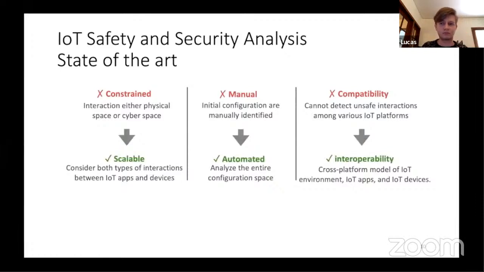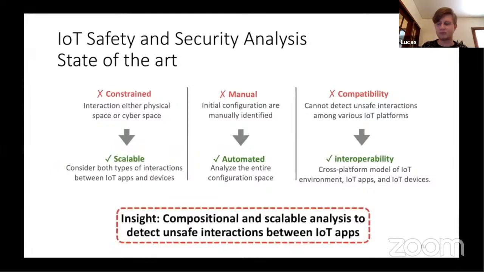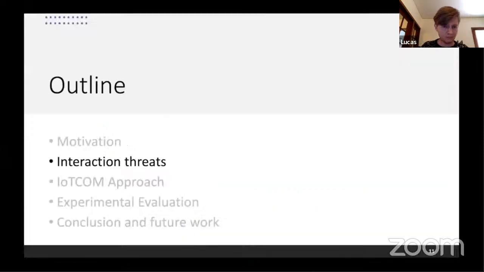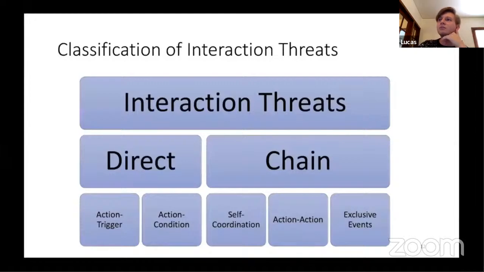Therefore, we need to have a scalable approach where we consider interaction in the cyberspace and physical space, exploring all configuration space, and performing cross-platform analysis. Therefore, our insight is to perform compositional and scalable analysis to detect interactions between IoT applications. The first step we performed, we identified all potential interaction threats that will be leading to threats due to the interaction between IoT devices.